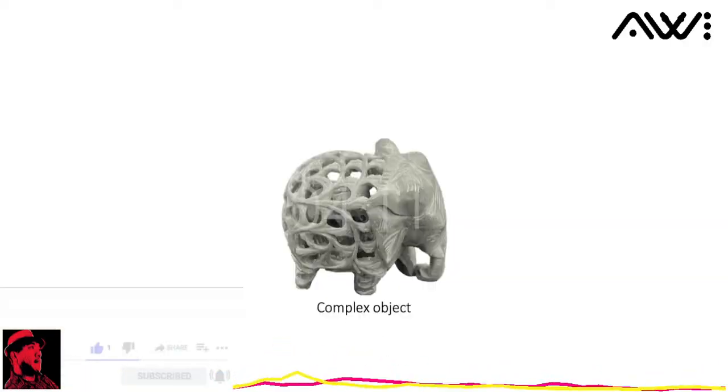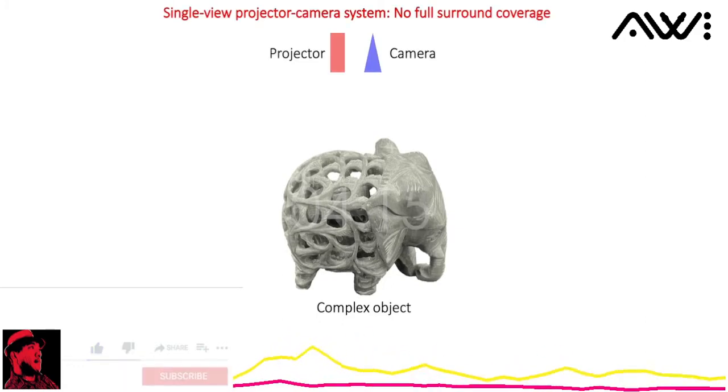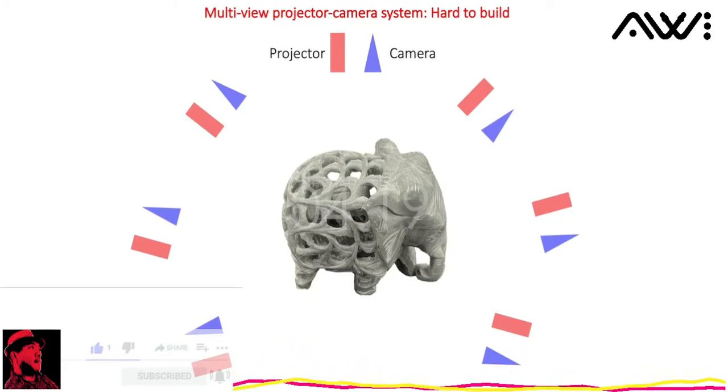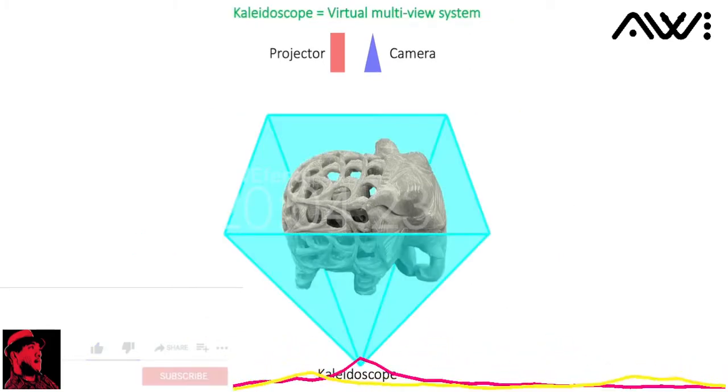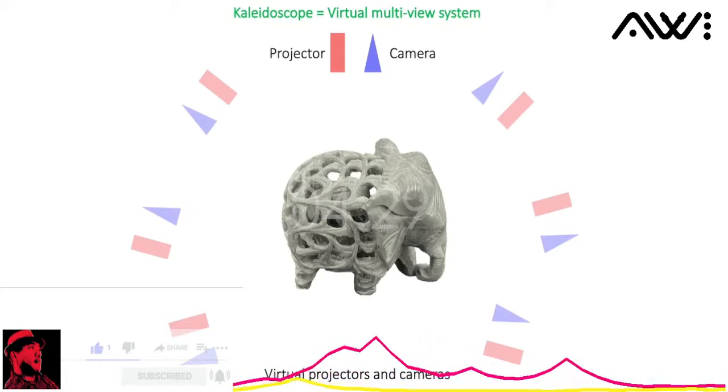How can you scan this complex object? A single viewpoint is not enough for full surround coverage. A multi-view projector camera system is hard to build. Instead, we put the object in a kaleidoscope. This is equivalent to a virtual multi-view system.